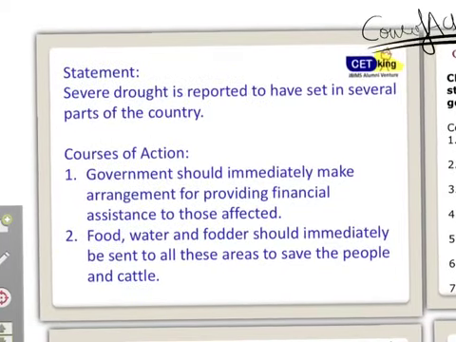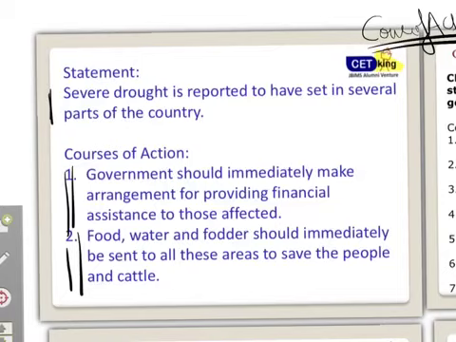Please pause the video and try to solve this. And this is how the typical question will look. Severe droughts have been repeated in several parts of the country. Government should immediately make arrangements for financial assistance. Food, fodder, and water should be given to these areas. That's a typical question.